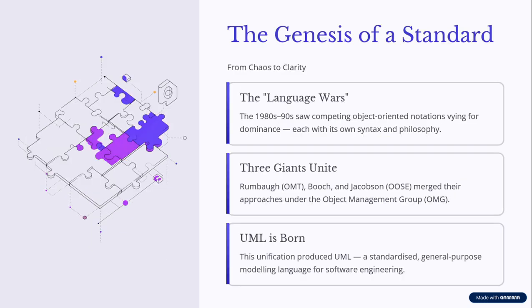The genesis of the UML language, from chaos to clarity. The language wars in the 1980s and 90s saw competing object-oriented notations vying for dominance, each with its own syntax and philosophy. Three giants, Rumbaugh, Booch, and Jacobson, merged their approaches under the Object Management Group, OMG. So UML is born. The unification produced UML, a standardized general-purpose modeling language for software engineering.